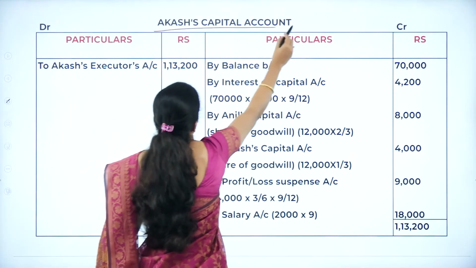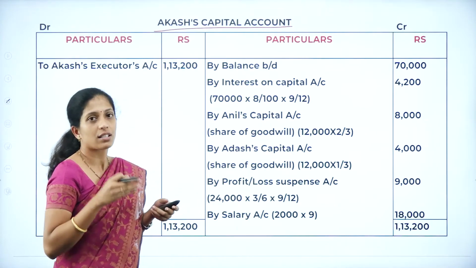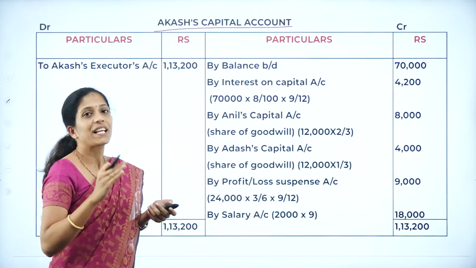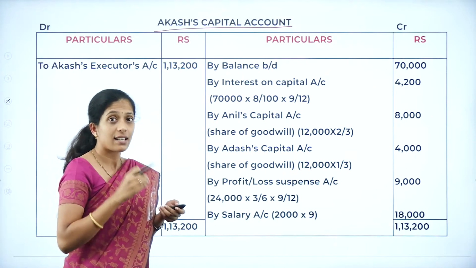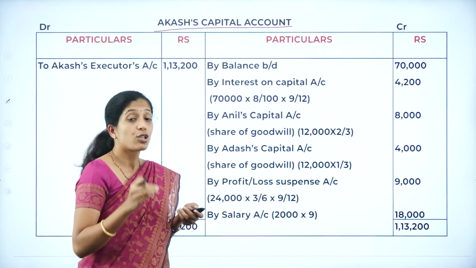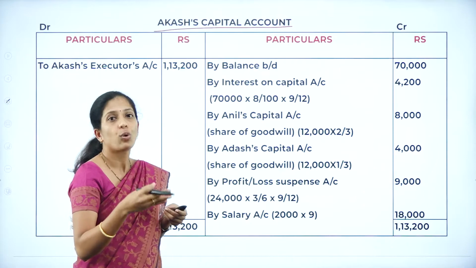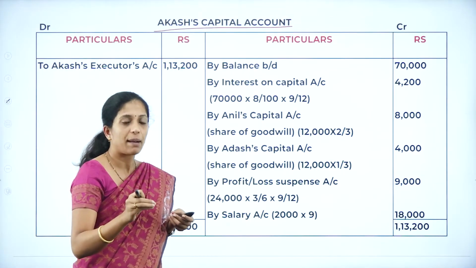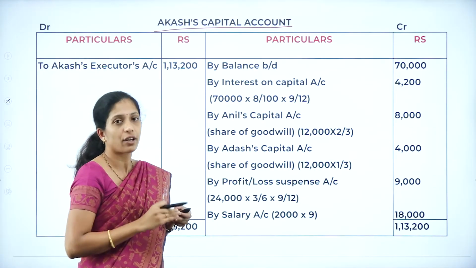So, there may be a chance that they will ask a 10 marks question for this preparation of deceased partner's capital account. So, who is a deceased partner? The person who has died. So, his partner's capital account or deceased partner's executor's account.